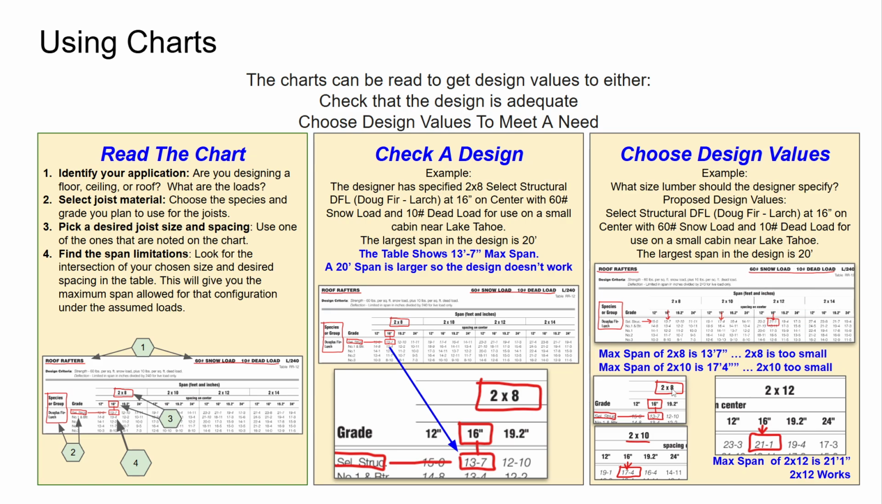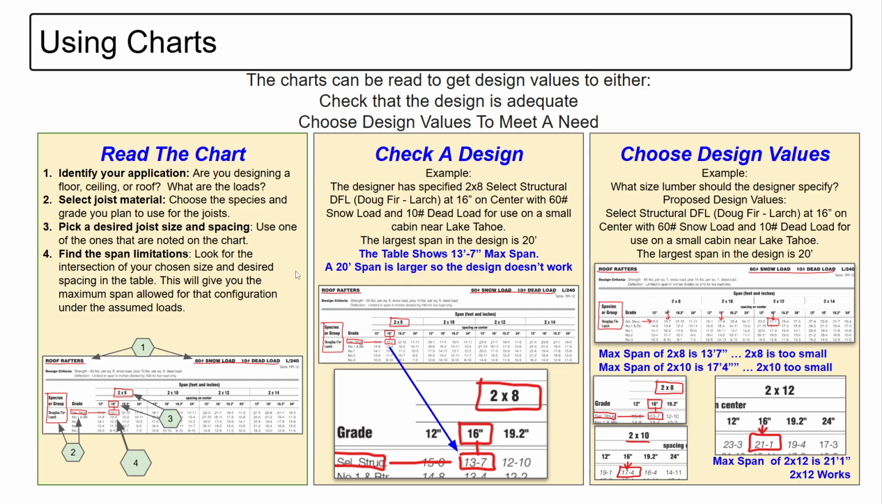So I find that a 2x12 looks like it'll do it. Here it is, 2x8, no good. 2x10, no good. 2x12, my 16 inch comes out at 21 foot 1 inch, and that works because it's bigger than the 20. So that's using the charts. And that's all there is to it. If you get used to reading these charts and looking at them and seeing how they work, you're going to be a nice step ahead in the industry as you get moving.